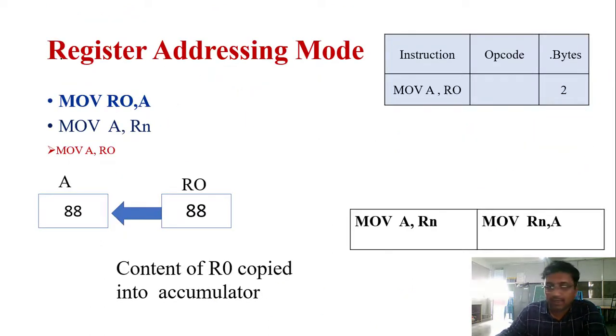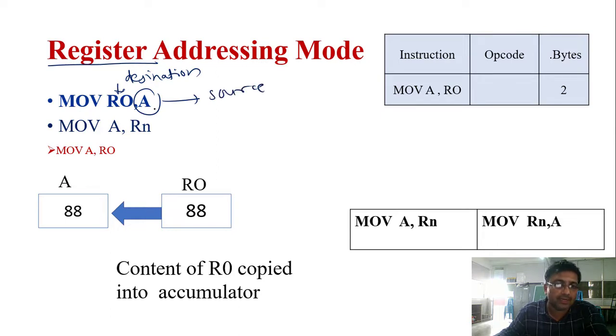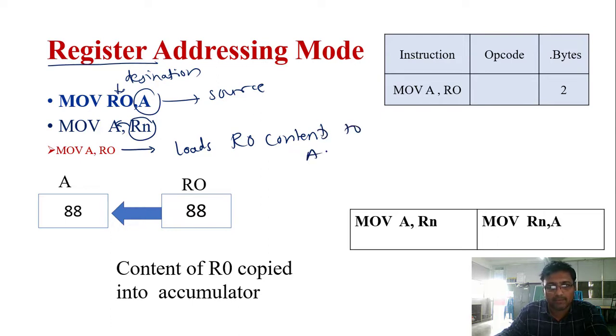Here, the second type of addressing mode is the register addressing mode. This is data transfer between two registers. Here it is MOV R0, A. Again, this is my destination and this is my source. It loads the contents of the accumulator to R0. You can specify MOV A, Rn, which means it uses the contents of any of the R registers to the accumulator. This example loads R0 contents to the accumulator.